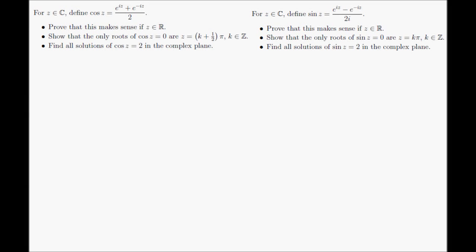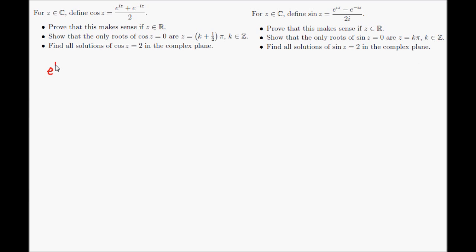Here we have two problems concerning the definition of sine and cosine, where I don't have an angle, but I have a complex number z. So we're going to define cosine of z to be equal to e to the iz plus e to the negative iz divided by 2, where z could be a complex number as opposed to just a real number. First off, let's show that this makes sense if z is real.